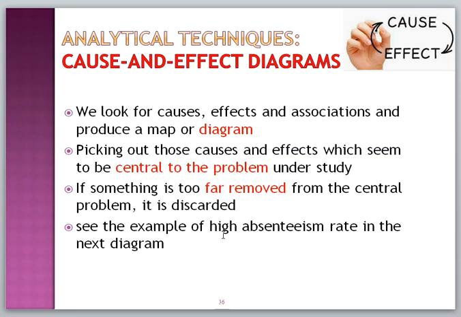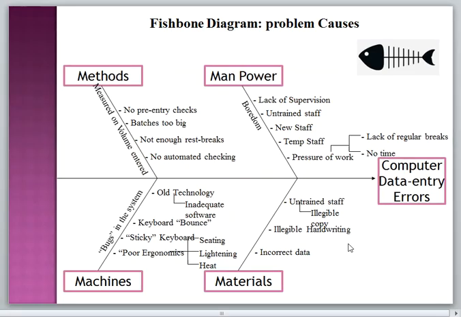For example, let's assume that we have a high absenteeism rate in an organization. So what might be the causes of this? See the diagram. I'm sorry. The problem I brought from the text is not about absenteeism. It's about computer data entry errors. People who enter data make many errors. So what might be the problem? The problem might be in people, manpower. And it was found that it could be in the methods of data entry, materials, and machines.